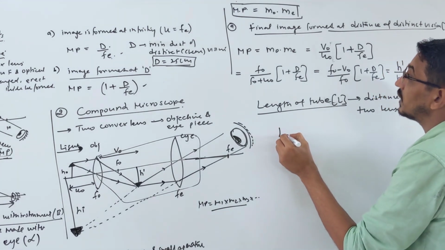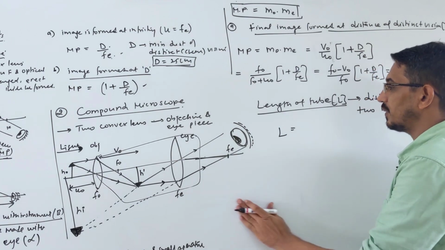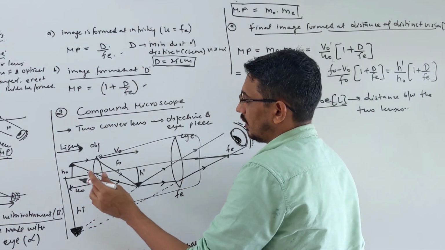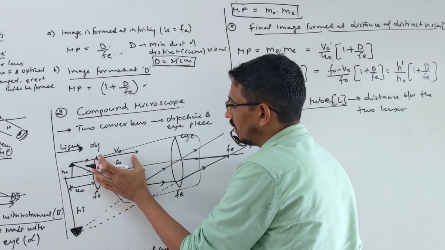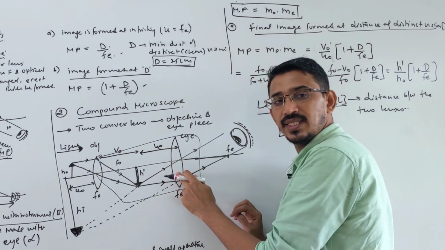So what is the length of the tube in this case, when the image is formed at the distance of distinct vision? Look here. What is the distance between these two lenses? That much distance. This image distance is called V0. Then this will be UE, the object for the second lens.